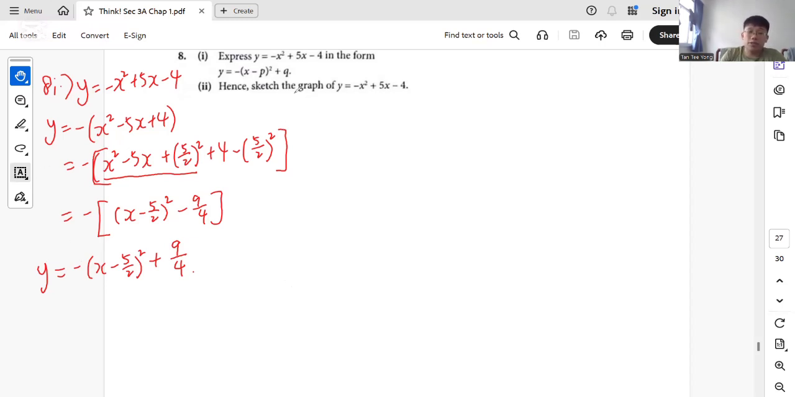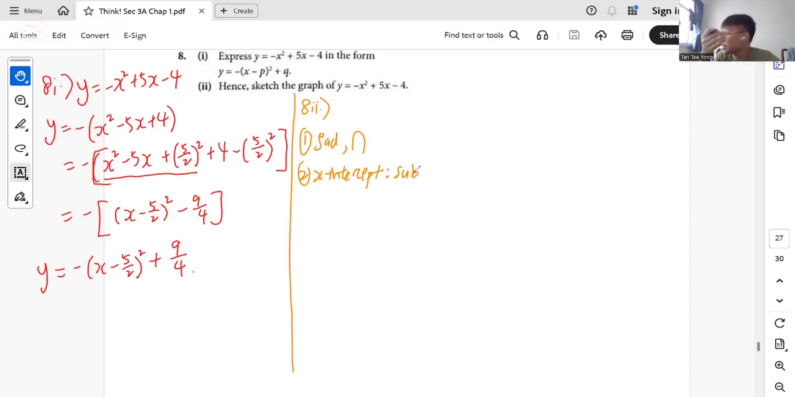For 8 part 2, let's do it in orange. Sketch, so usual. First thing first, smiley or sad. In this case, it's sad, because the coefficient of x squared is negative 1, so sad face. Info 2, x-intercept. I've been repeating all this. It's the same whether you sketch using the factorized form or the completed square form. It's the same set of information that you need.